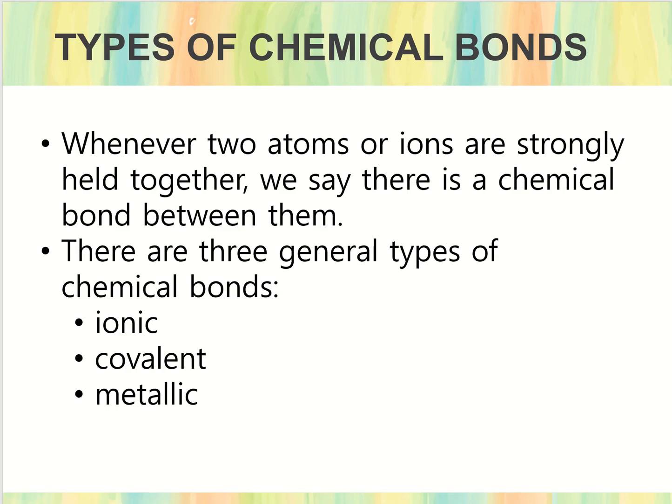Alright, so I'm pretty sure that you might be familiar with the types of chemical bonds. So, let's just do a review. Whenever two atoms or ions are strongly held together, we say that they're in a chemical bond, right? And you are familiar, I'm sure, with these three general types of chemical bonds: your ionic, your covalent, as well as your metallic bonds.